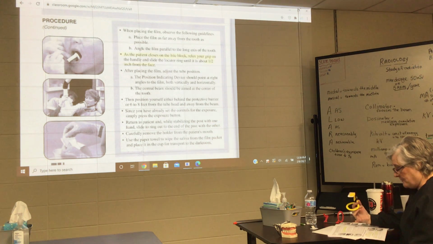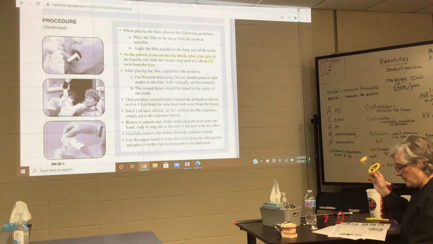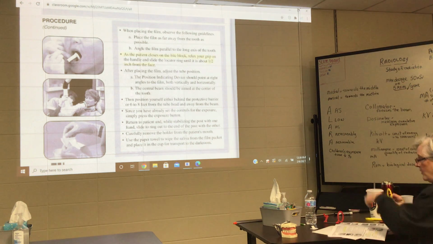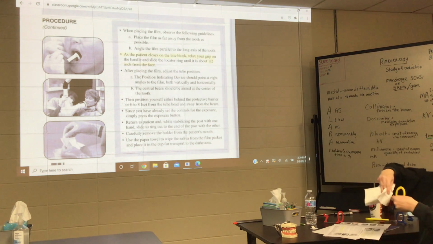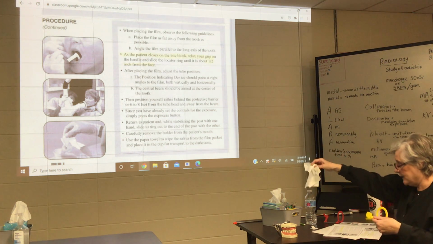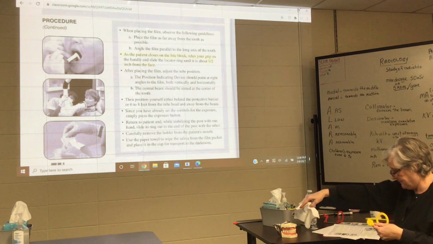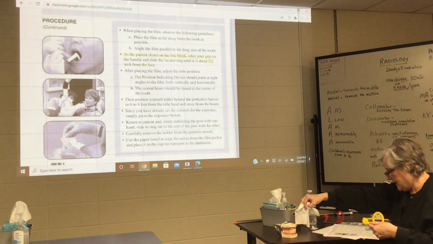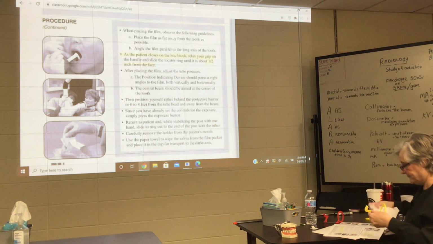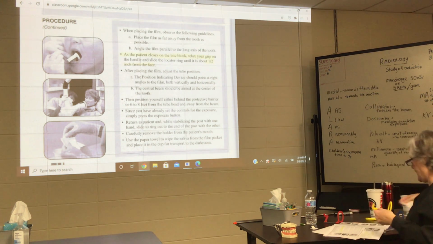While stabilizing the post with one hand, slide the ring out the end of the post with the other. You're gonna carefully remove the holder from the patient's mouth. You're gonna use the paper towel, remove the film, wipe it a little bit, and put it in the cup for transport to the dark room. Okay, that's how you take an X-ray.